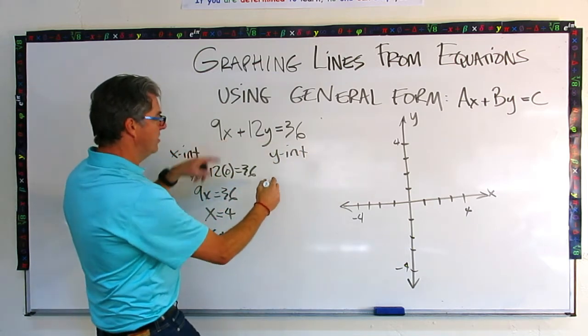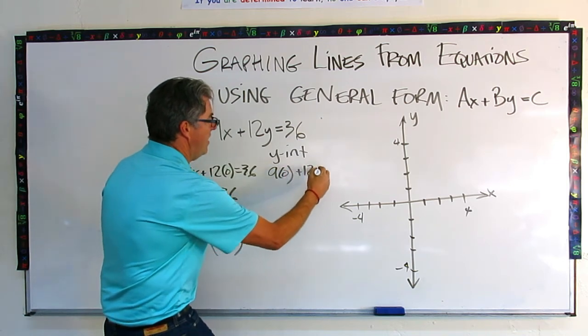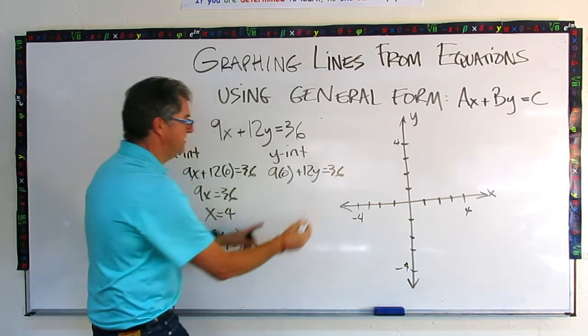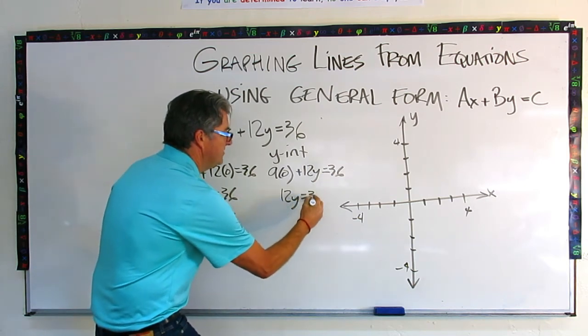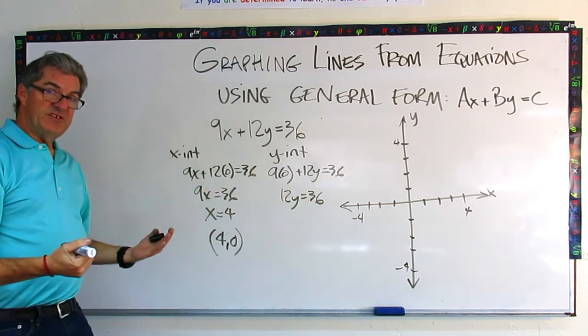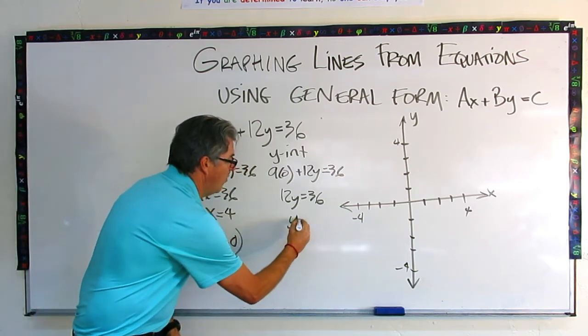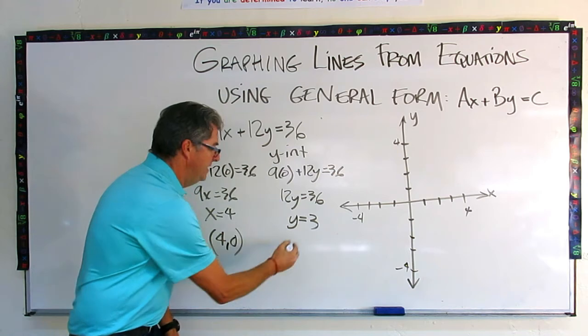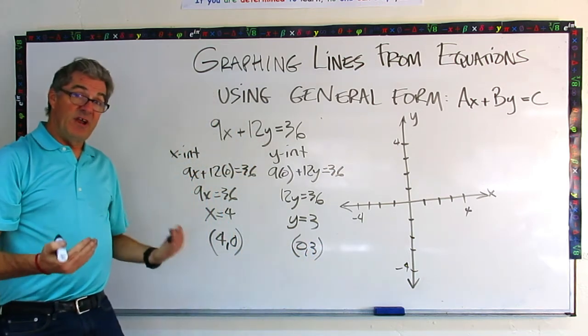Now we're going to put in 0 for x. So 9 times 0 plus 12y equals 36. This goes to 0. So then I have 12y equals 36. To finish this equation, I just divide through by 12 to get y alone. So y is going to equal 3. And this point is the point (0, 3). So now I have my 2 points.